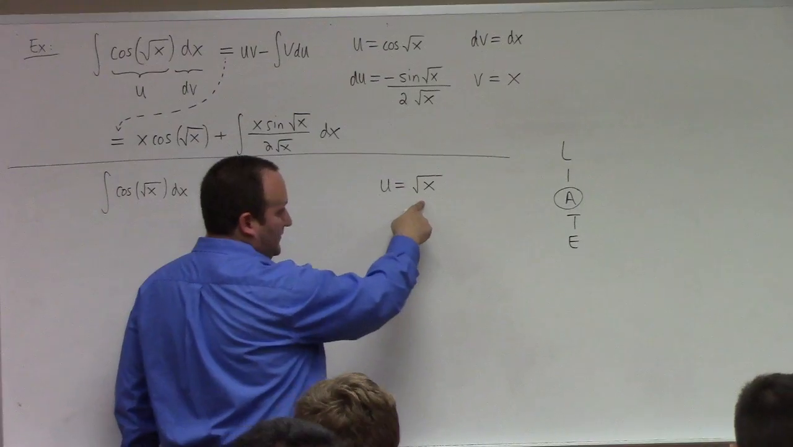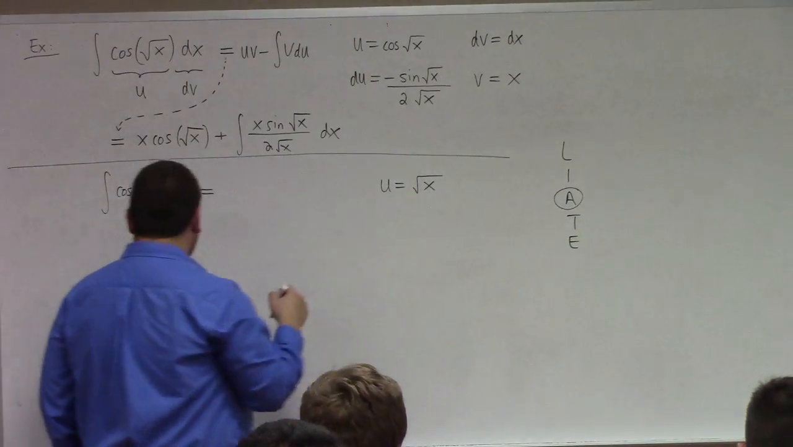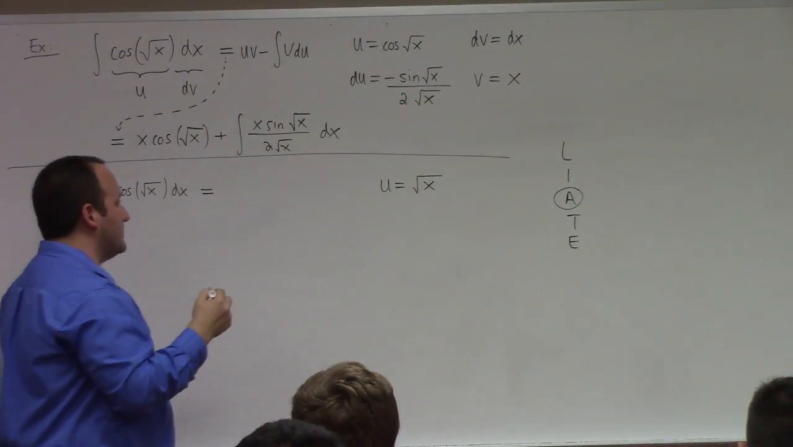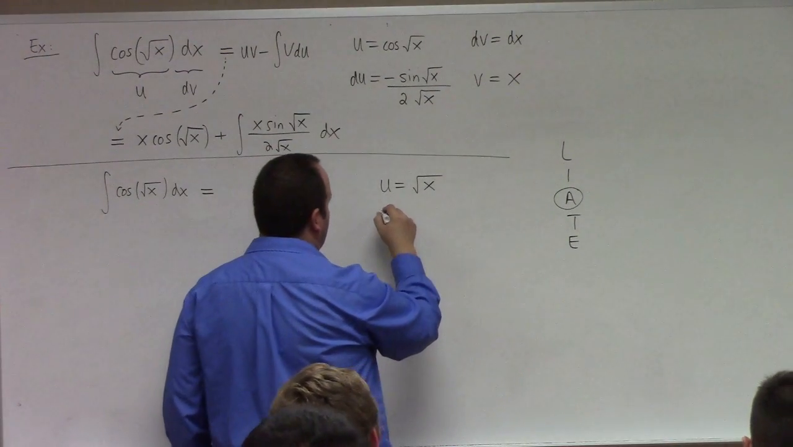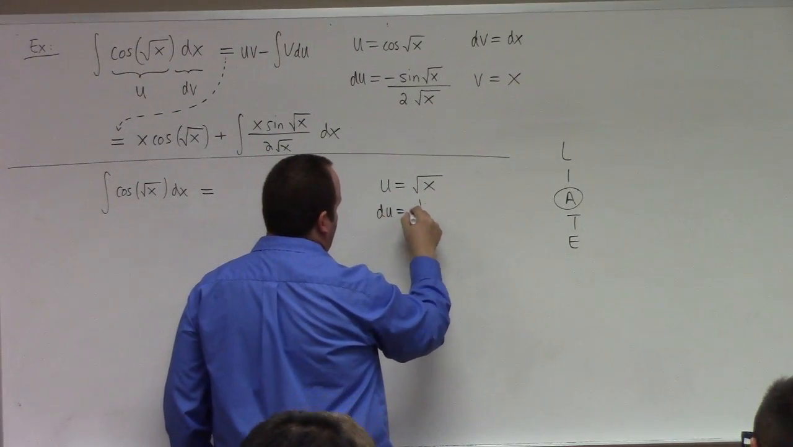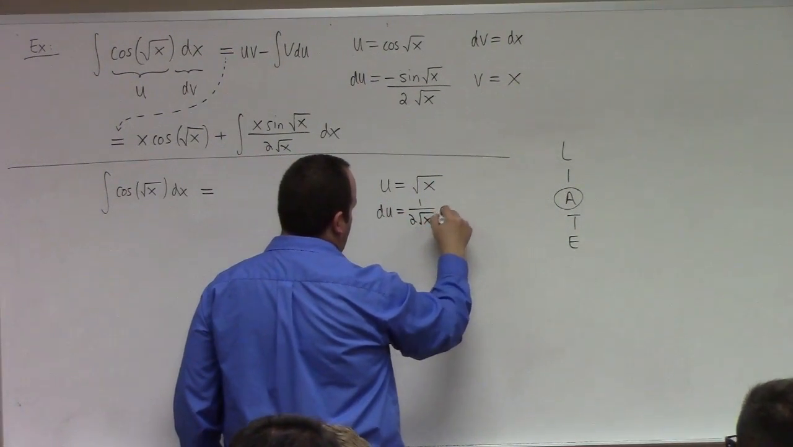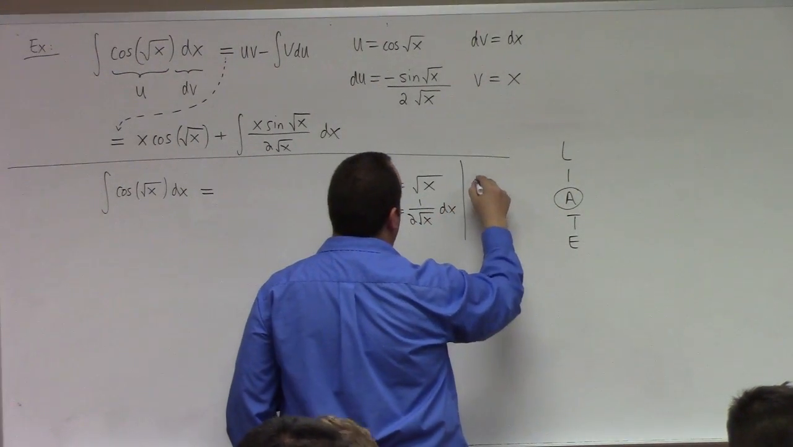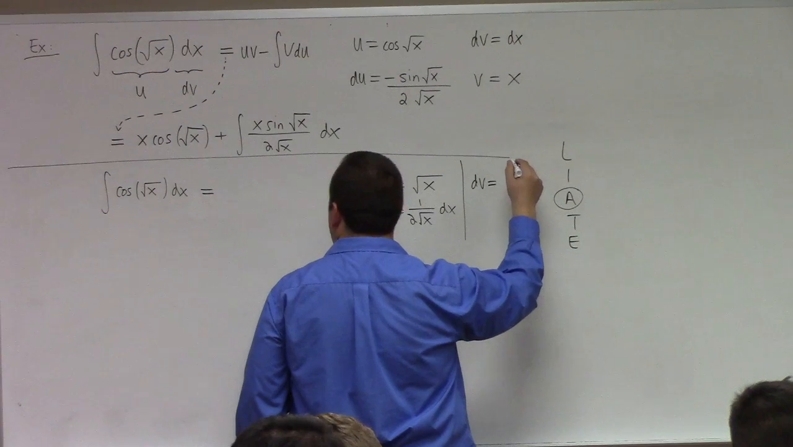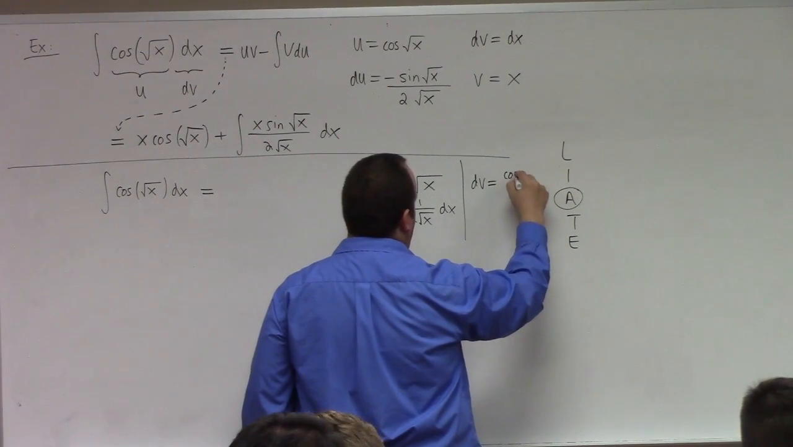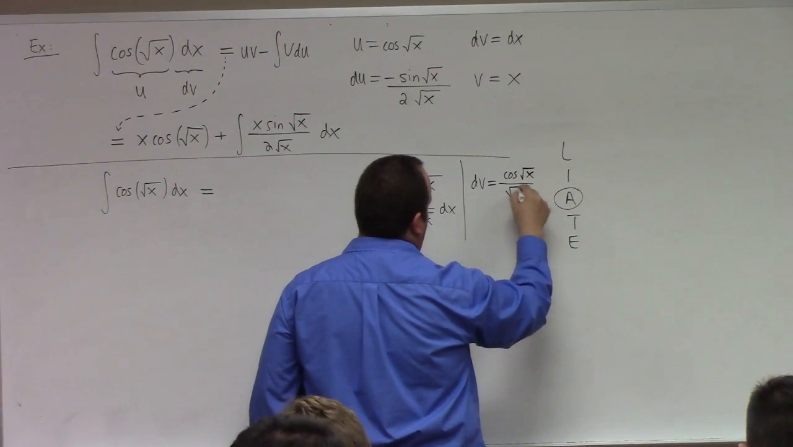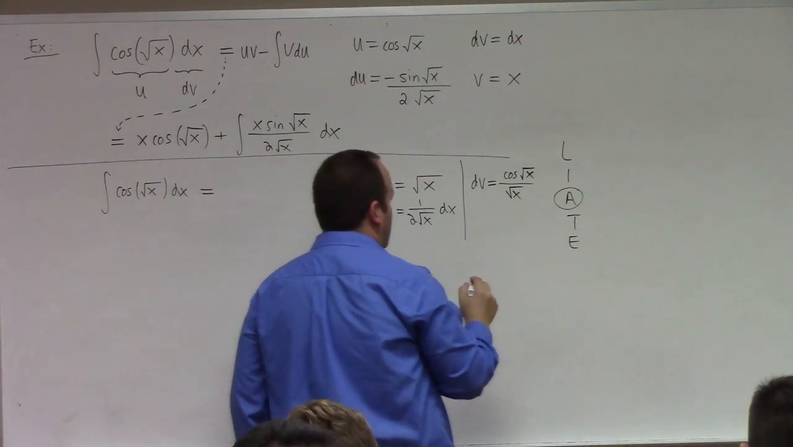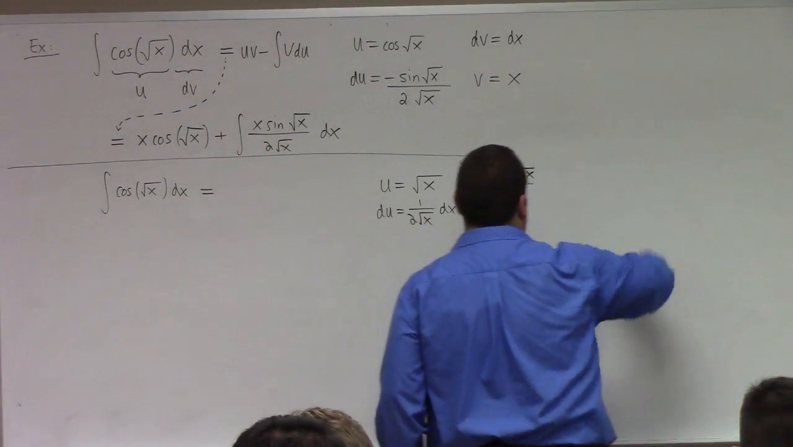Anyway, so if u is square root of x, then what? du is 1/2 root x dx. Yeah, that's fine. And then they tell us, because they're nice, that dv is what? Cosine square root of x over square root of x dx, I suppose.